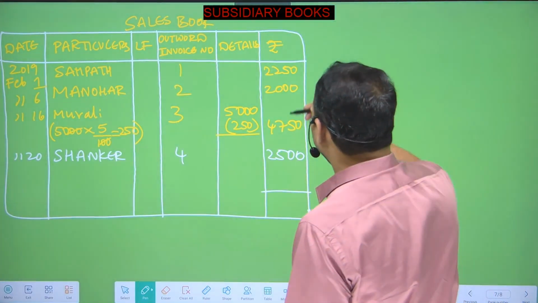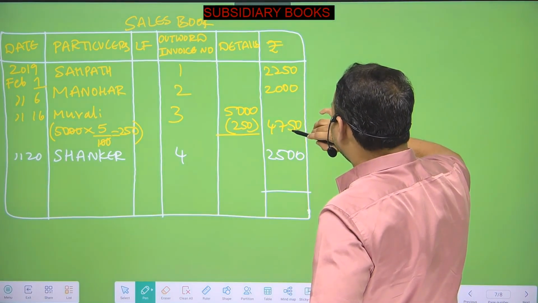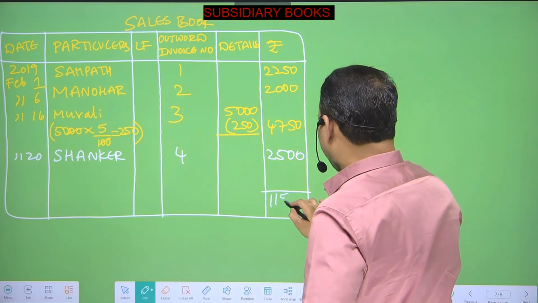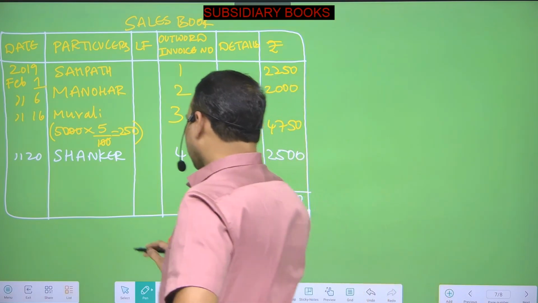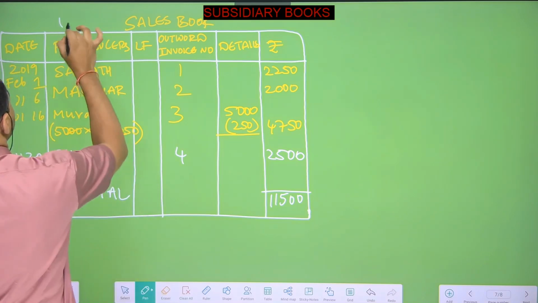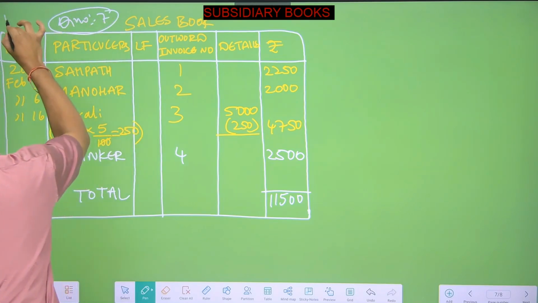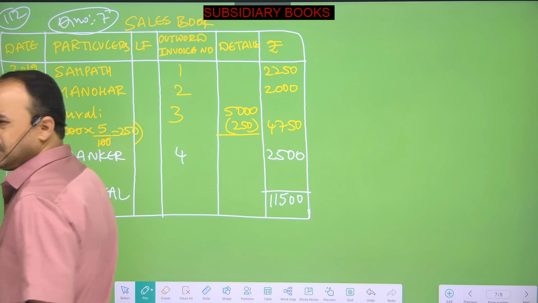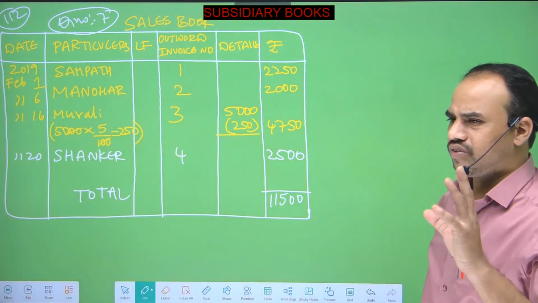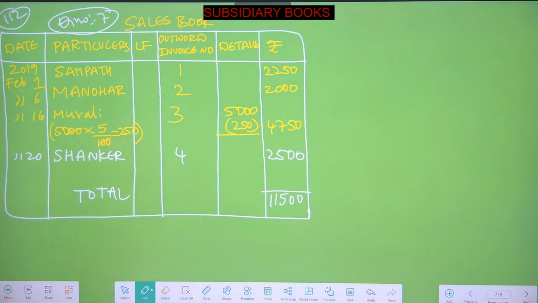Now see the total: 5000, 7000, 9000, 11,500. This is the total, completed. Question number 7 completed, page number 112. Very easy, dead easy questions. Compulsorily you will get a 5 marks problem from this chapter. Okay, just stay in line, we will do one more question.